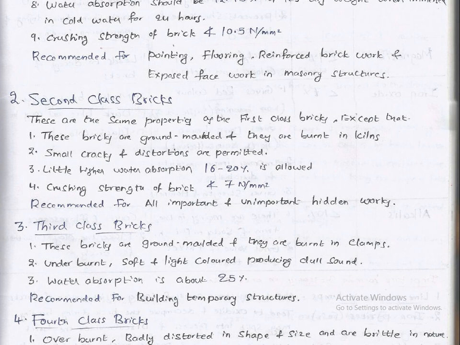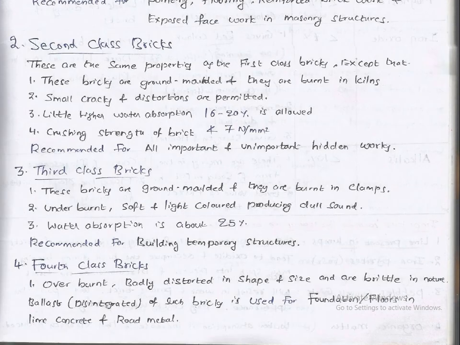Now comes the third class brick. These bricks are ground molded, and they are burnt in clamps. Underburnt, soft and light colored, producing a dull sound. Water absorption is about 25%, recommended for building temporary structures. Now comes the fourth class brick, overburnt, badly distorted in shape and size, and brittle in nature. Broken and disintegrated pieces of such brick are used for foundations, floors, lime concrete, and road metals.